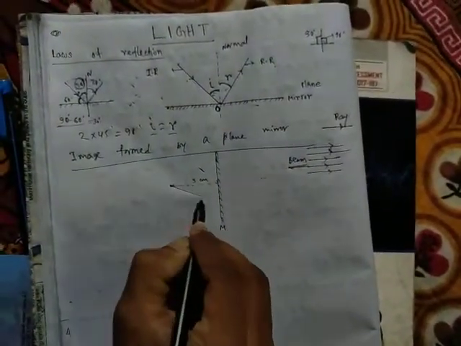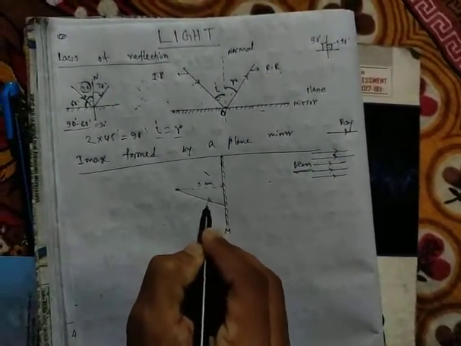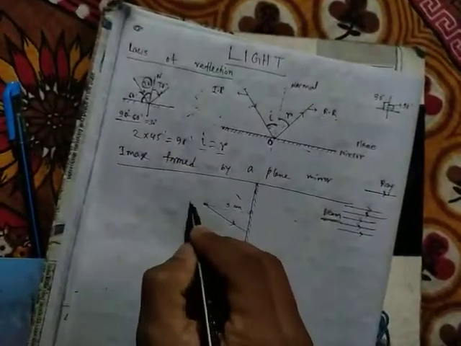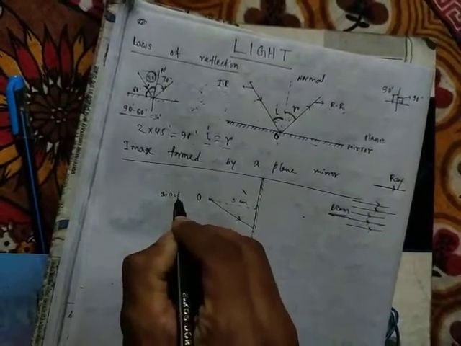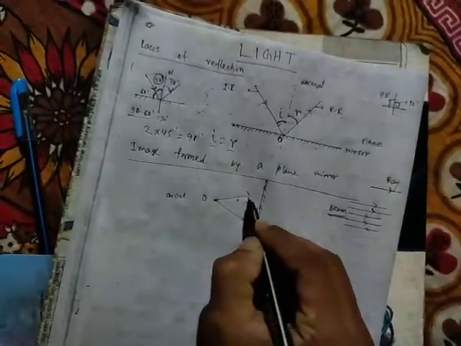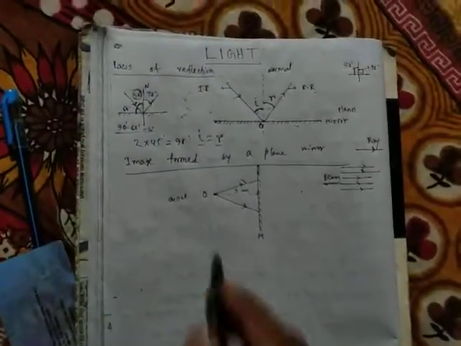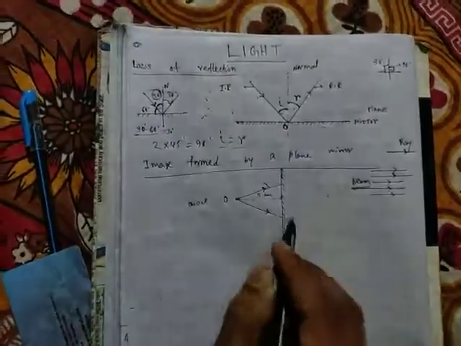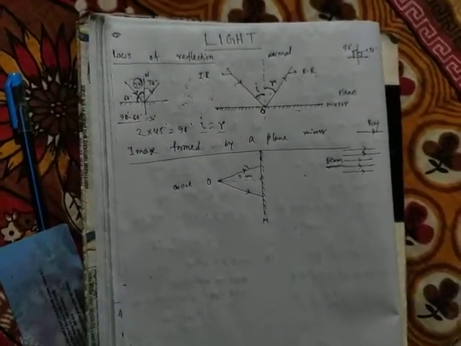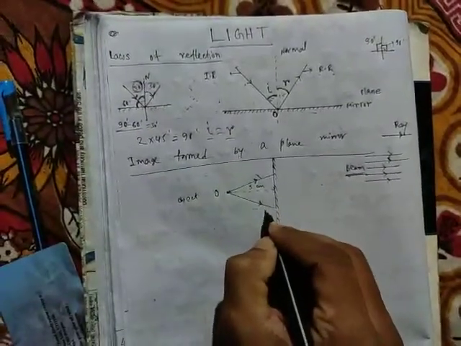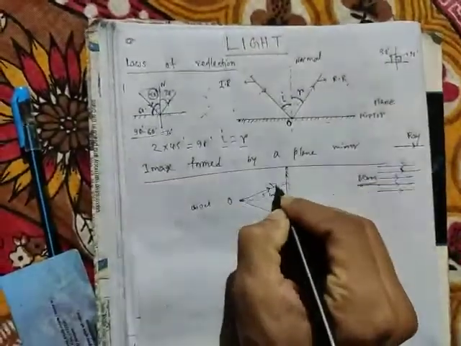Suppose this is the first ray, and this is the object. O means object. And this is the second ray. See, now what will happen? These 2 rays strike the mirror. So what will happen? Reflection will occur. This is the normal. This is also the normal, and the reflection will occur.